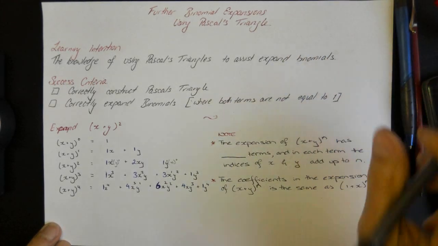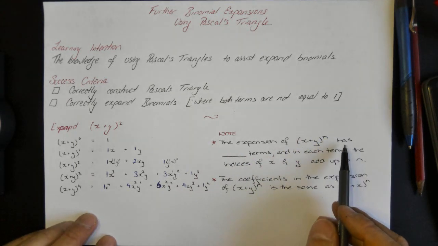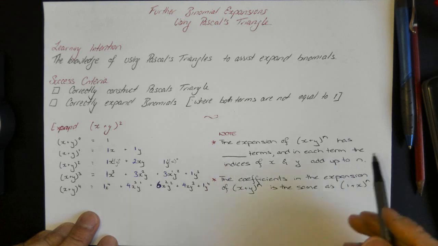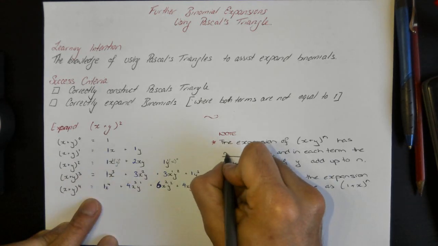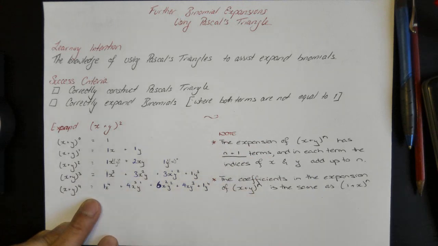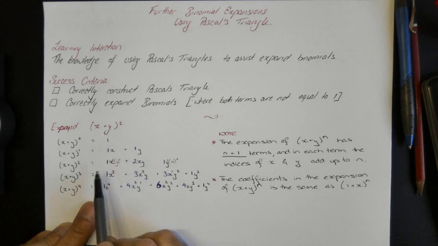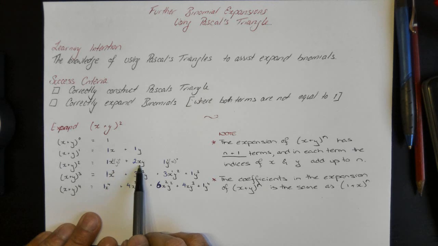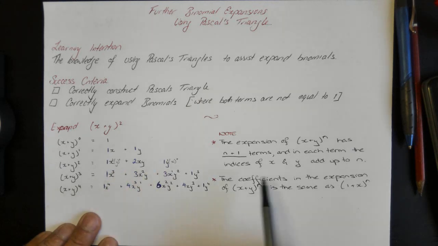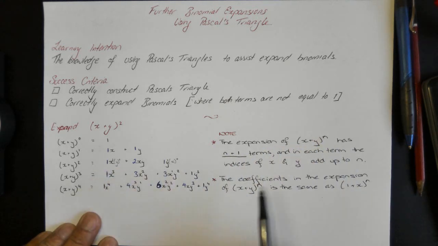So what I want you to know is that the expansion of x plus y to the power n has n plus 1 terms, basically. Here the power was 1, I get 2 terms. I get an x and I get a y. Here the power was 2 and I get 3 terms. I get an x squared, I get a 2xy, and I get a y squared. So the expansion of x plus y to the power of n has n plus 1 terms.